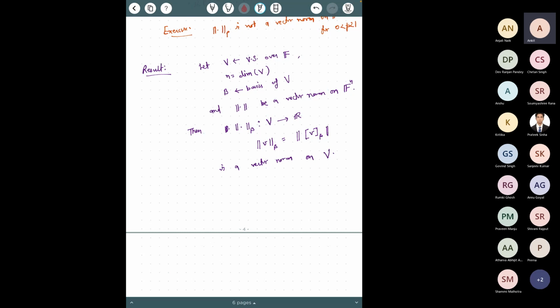So we have defined norms, we have seen some examples, and now we also know a way to define norms. The proof is an exercise for you.